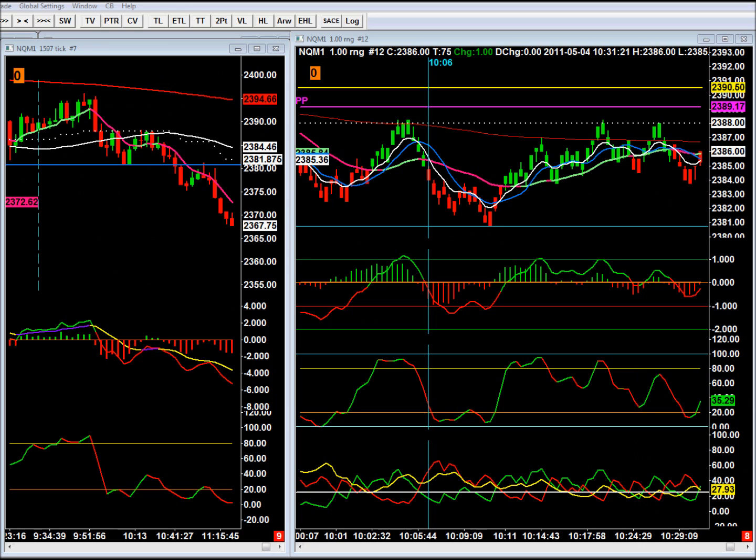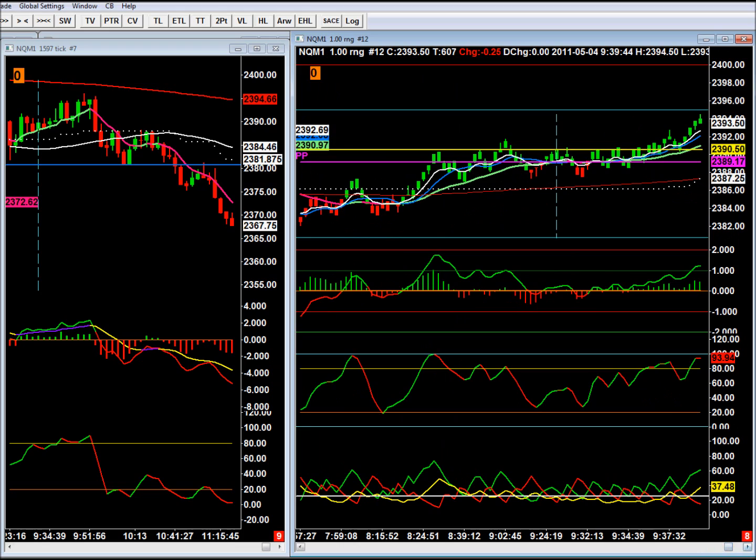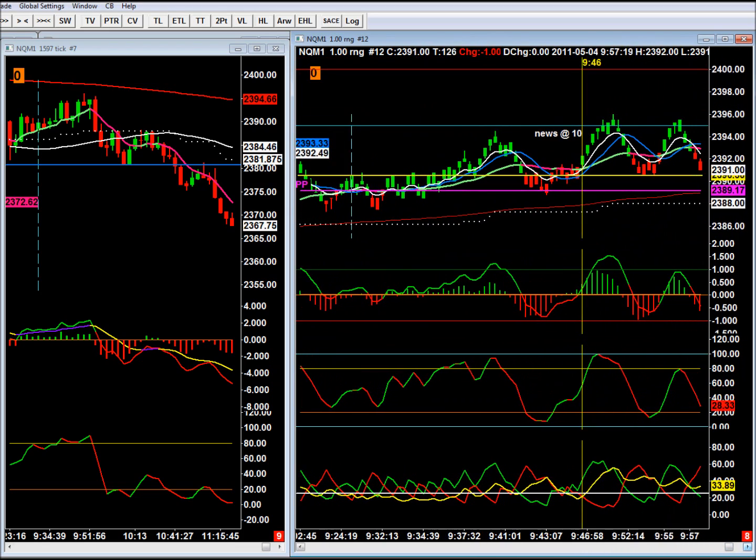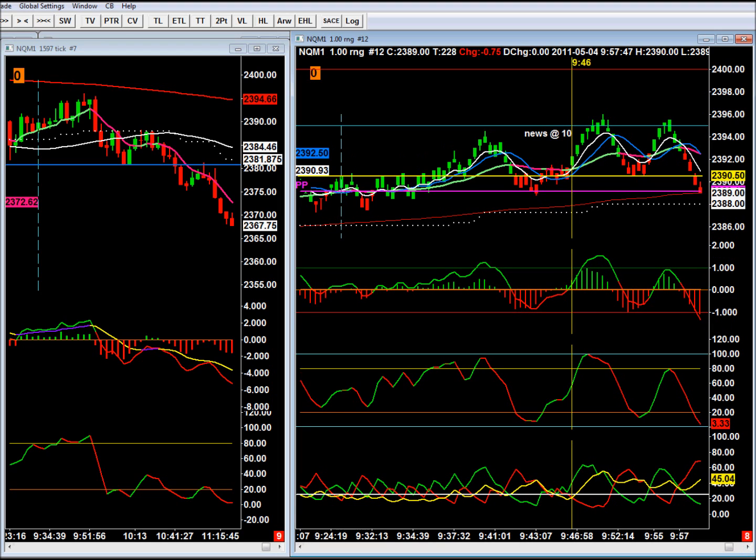So here is the NQ, and on the left I've got my broader view, and on the right I've got my entry chart. If you find the 1 point range chart too fast on the NQ, then just switch to a 1.5. You can certainly use a tick chart, a time-based chart. It's whatever you're comfortable with.